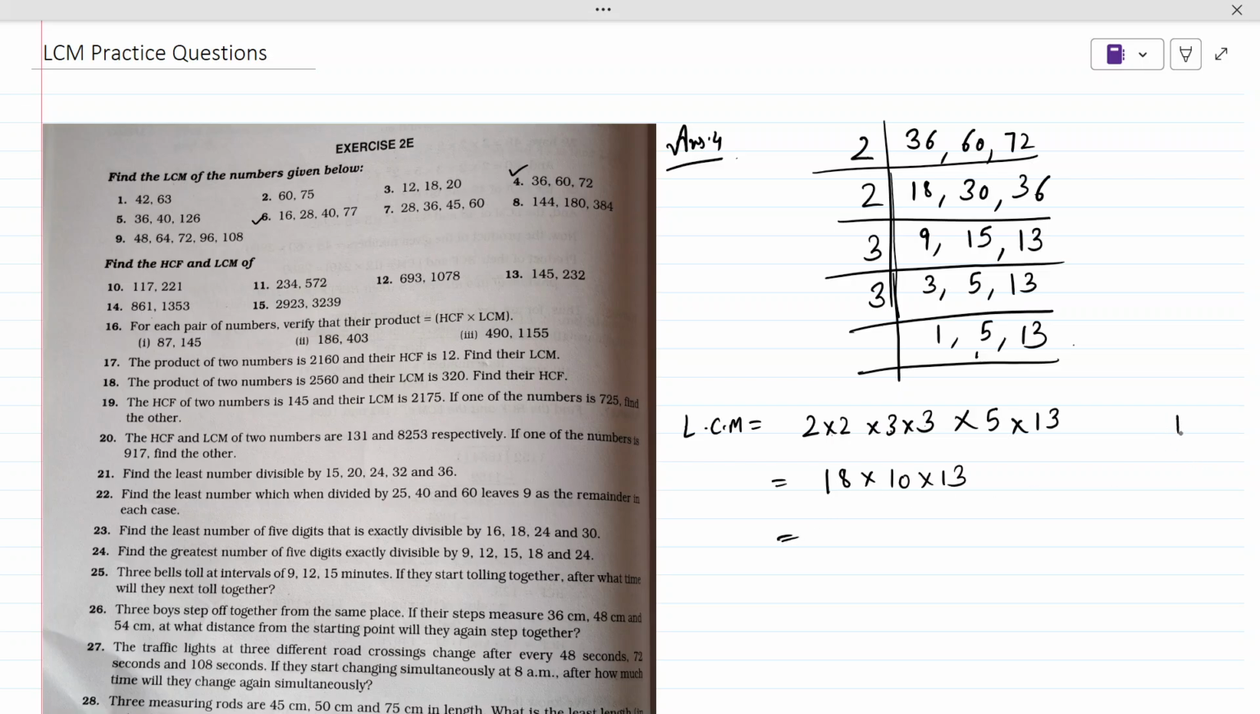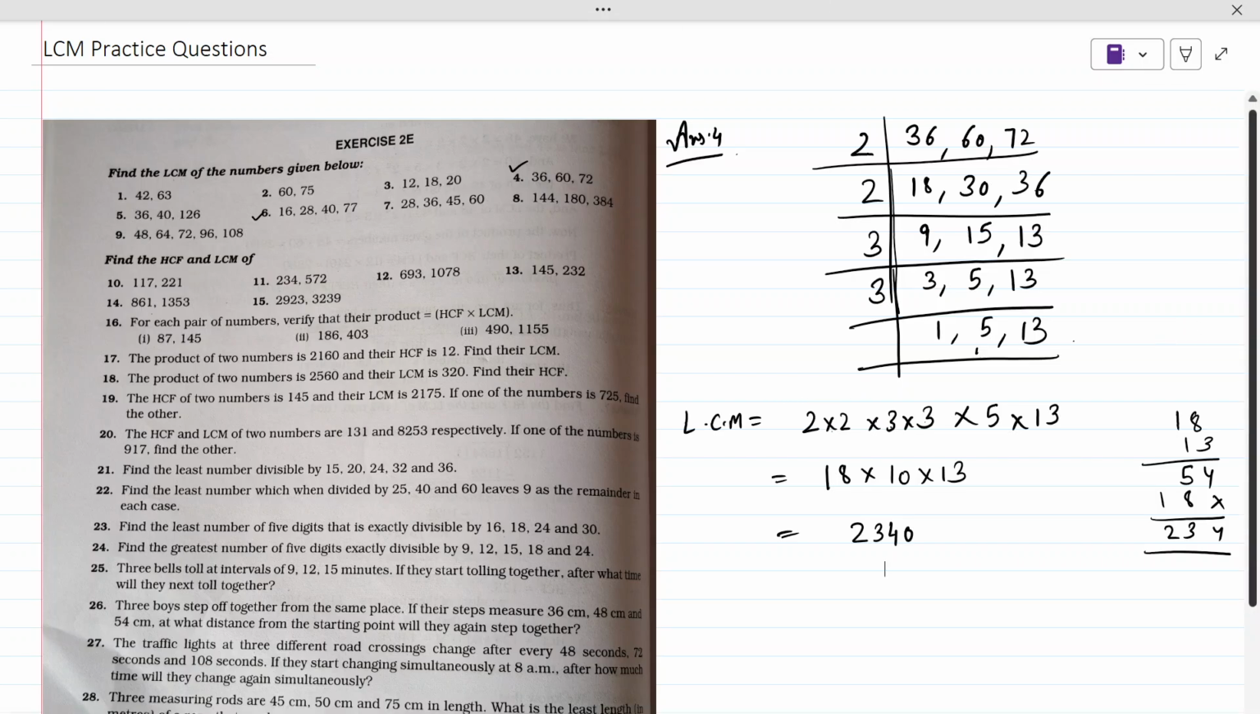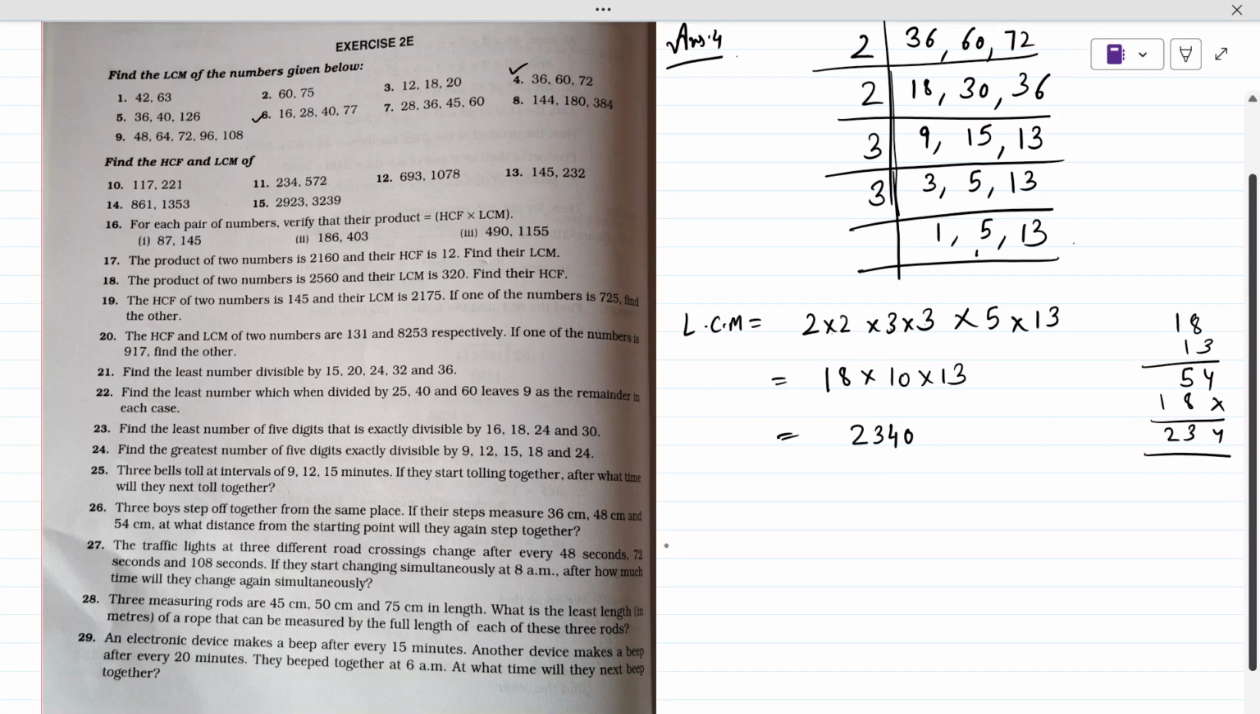Let us multiply 18 with 13 in the rough part. 18 multiplied by 3 will give us 54 and then 18 here. This is 234, right? So we have 2, 3, 4 and this 0 as the LCM, right? This is done. Now let's move to the 6th question, which is 6, 16, 28, 40 and 77.